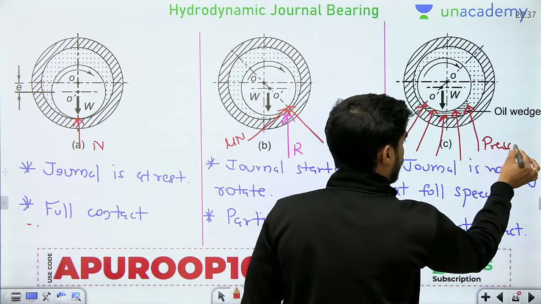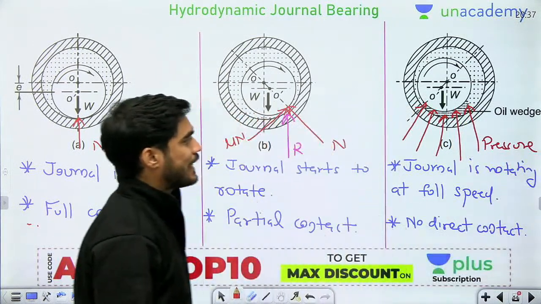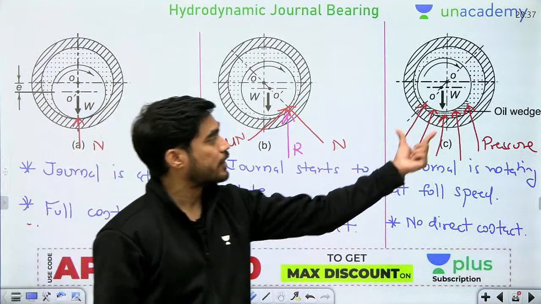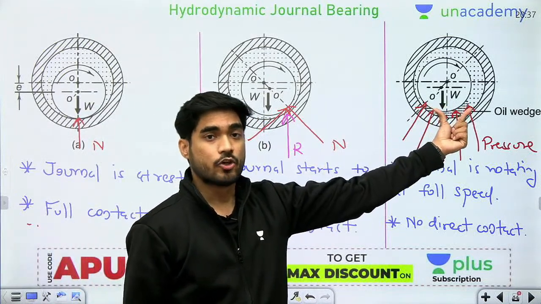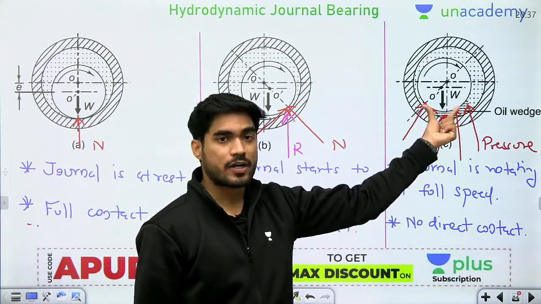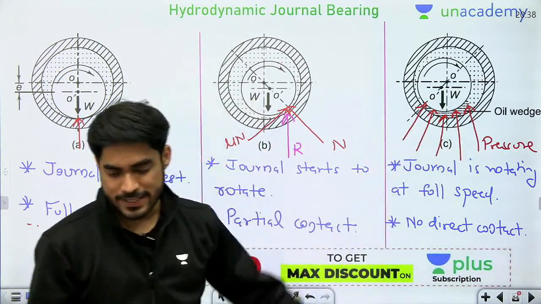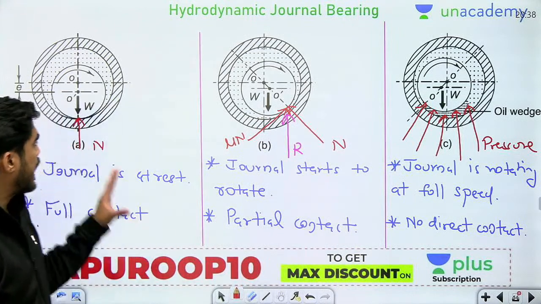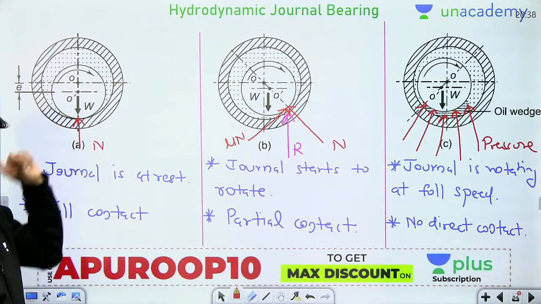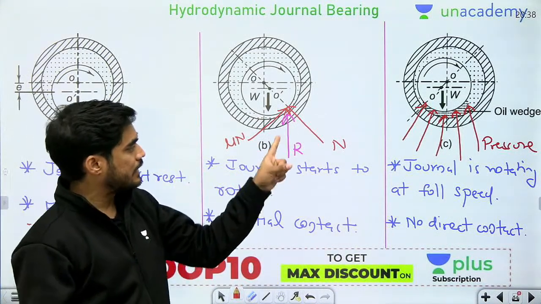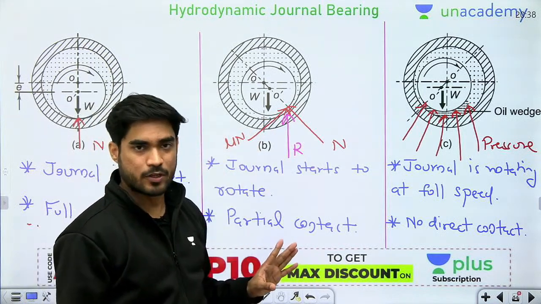This is what the pressure, and this pressure will be supporting the load. Do you understand how this load is supported in this case? This pressure in the fluid is supporting the load. Okay, यहाँ पे direct normal force is supporting the load. Here the resultant of normal and friction force is supporting the load.